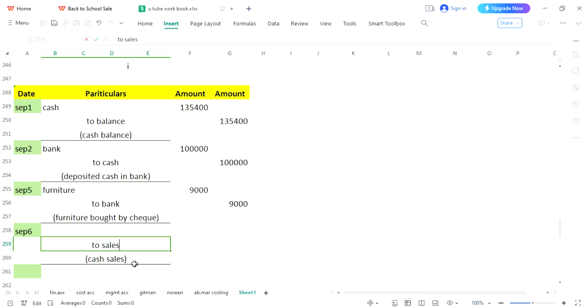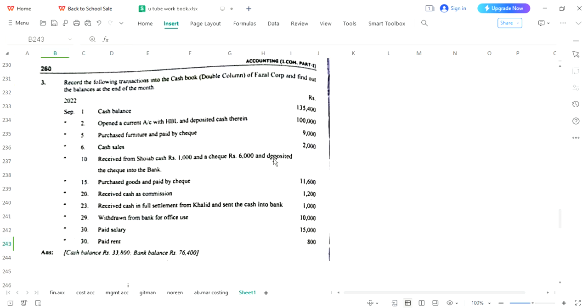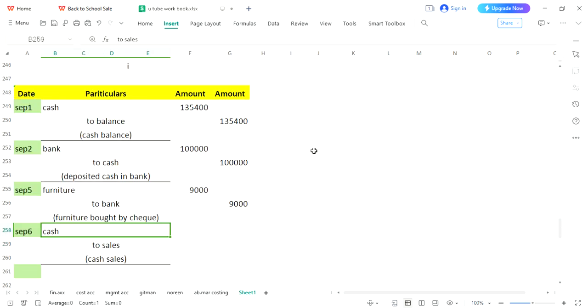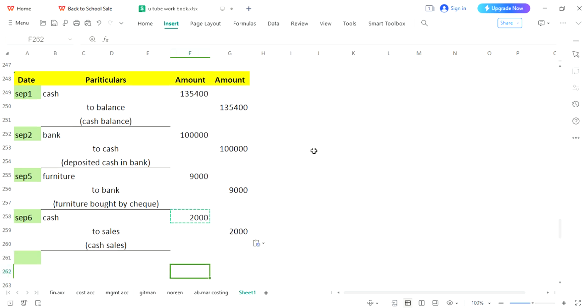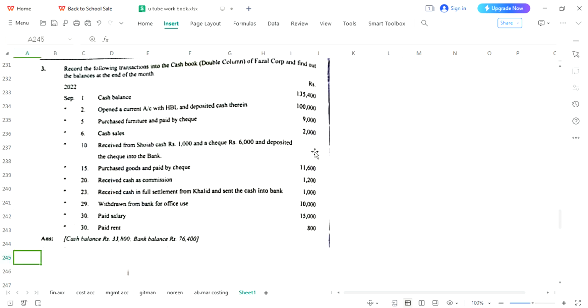Cash sales. Goods are going out. When you sell your goods, cash will be coming in. Cash is your asset. Asset is increasing. Increase in asset should be debited. That is why you have debited the cash. Now let's see how much amount for September 6. It is 2,000. So you will be writing 2,000 on debit side and you are supposed to write same amount on credit side. September 6th entry is completed.